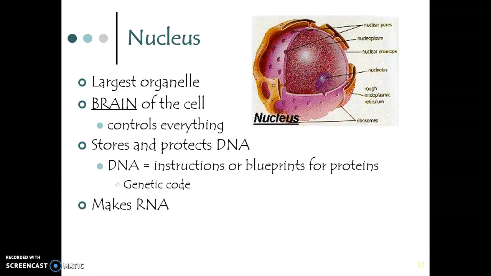So the DNA is like blueprints for proteins. It's the instructions. How do you make proteins? And if you wanted to get a blueprint for a house, or say Beaufort High School, you have to go to City Hall and you ask for the blueprints, and then you can see how was Beaufort High School made. Okay, so that's how all this relates in our analogy. The nucleus also makes RNA, the other type of nucleic acid, and we'll learn about that more in some coming units.